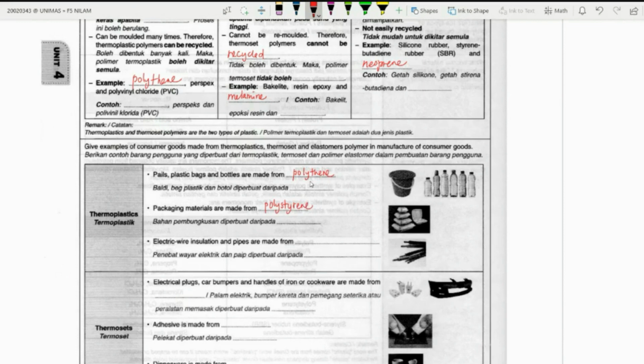But now they always use ones that can be decomposed. They reduce the usage of polystyrene. The electric wire insulation and pipes are made from what? PVC, right? Polyvinyl chloride. PVC is taken from P, vinyl, V, and chloride. So this one is PVC. Any question?